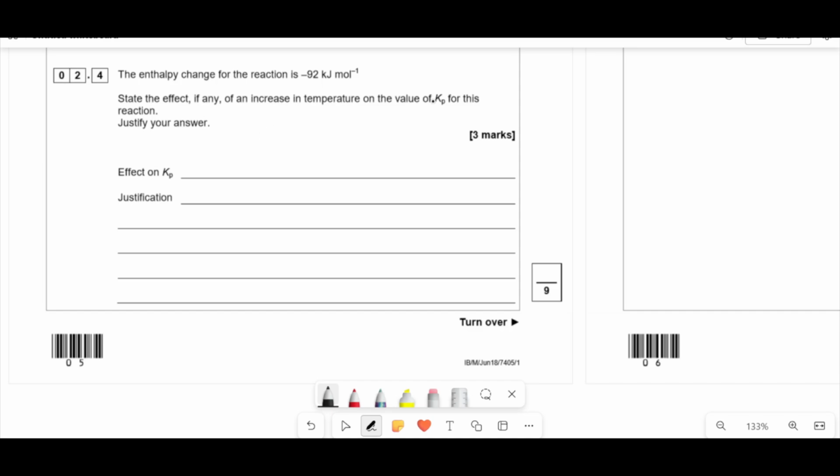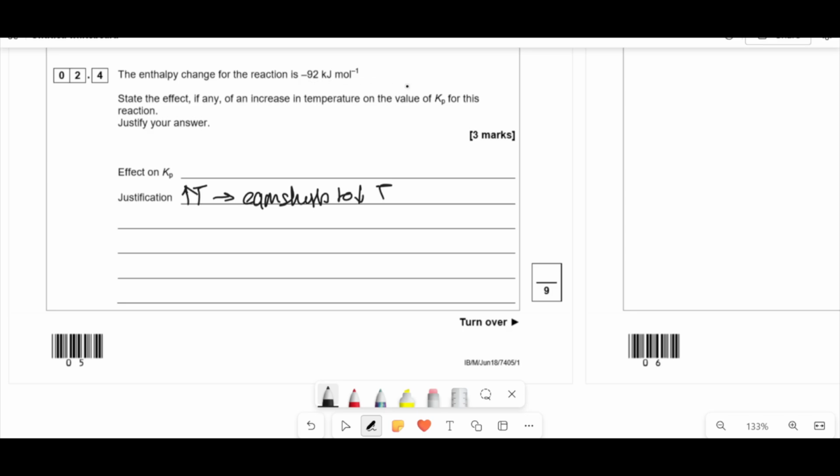Now it says the enthalpy change for this reaction is minus 92. State an effect of the increase in temperature on the value of Kp for this reaction and justify your answer. So anytime you make a change to an equilibrium, the equilibrium will shift to counteract the change. So if we increase the temperature, the equilibrium shifts to decrease the temperature. So I always like saying that because then I know I've already dealt with that mark earlier. A lot of people like to say increase the temperature, it moves to the other side, blah, blah, blah, but they don't actually say why. I'm saying here, if you increase the temperature, the equilibrium shifts to counteract the change. You don't just say counteract change, you need to say what it is.